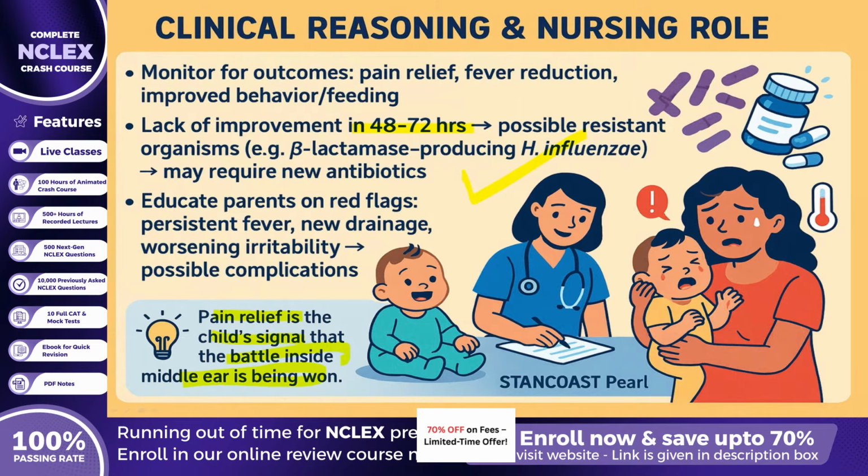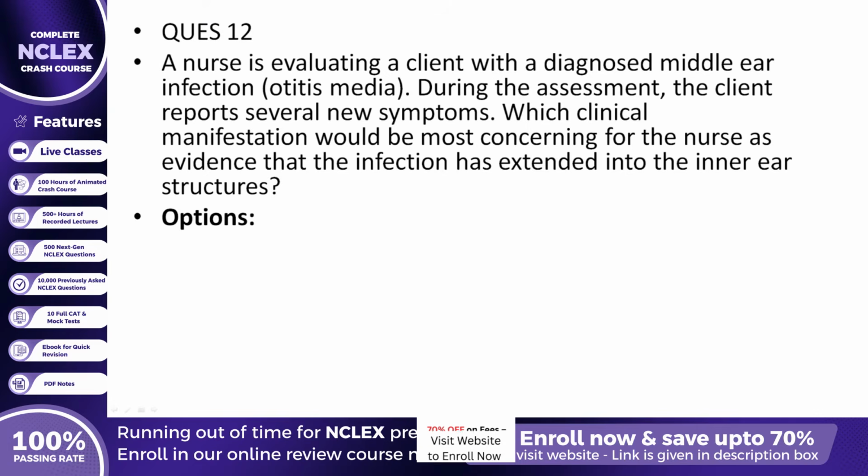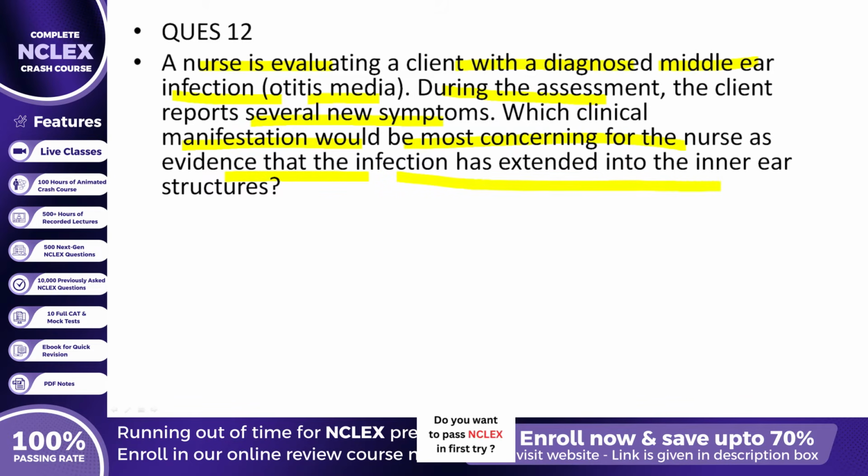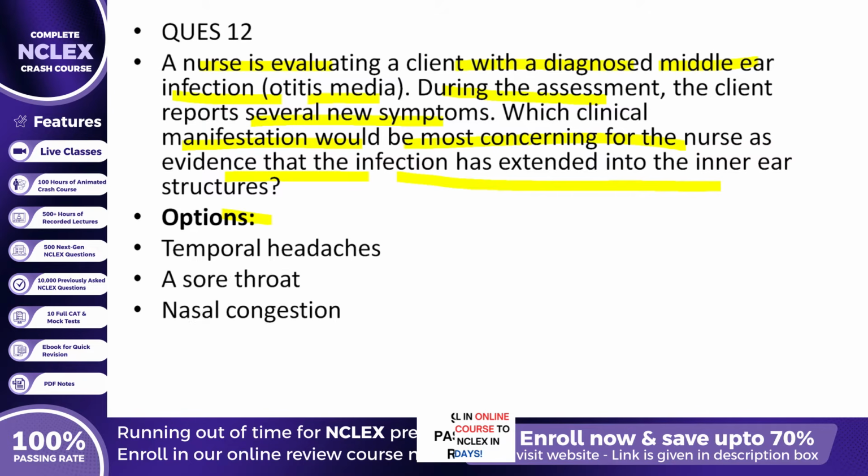Let us carefully move into this next NCLEX-style scenario, which highlights the importance of distinguishing between middle ear and inner ear involvement. A nurse is evaluating a client with a diagnosed middle ear infection, also called otitis media. During the assessment, the client reports several new symptoms, and the nurse must determine which clinical finding is most concerning as evidence that the infection has extended into the inner ear structures. The possible choices are temporal headaches, a sore throat, nasal congestion, and postural dizziness. The correct answer here is option 4, postural dizziness.